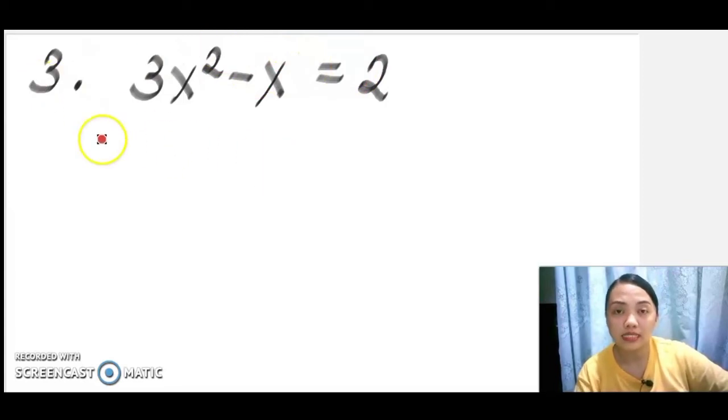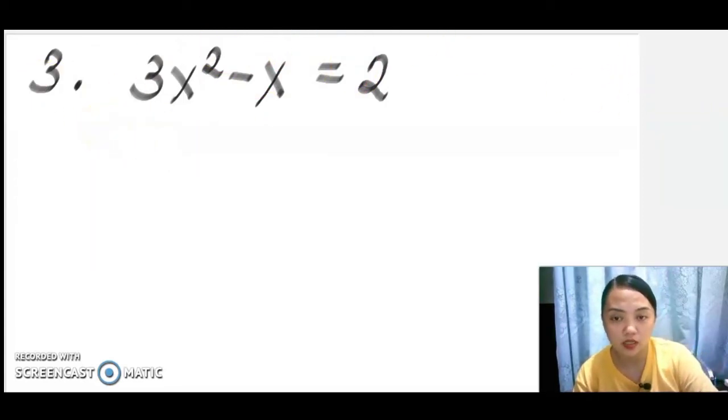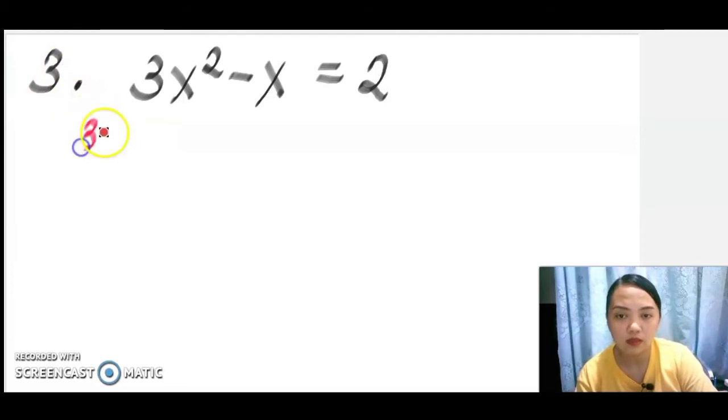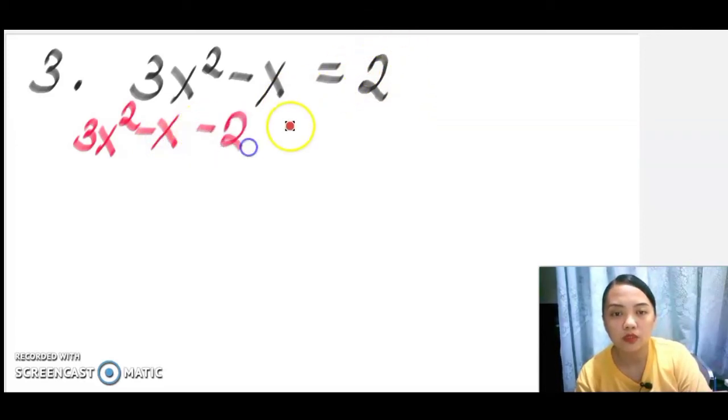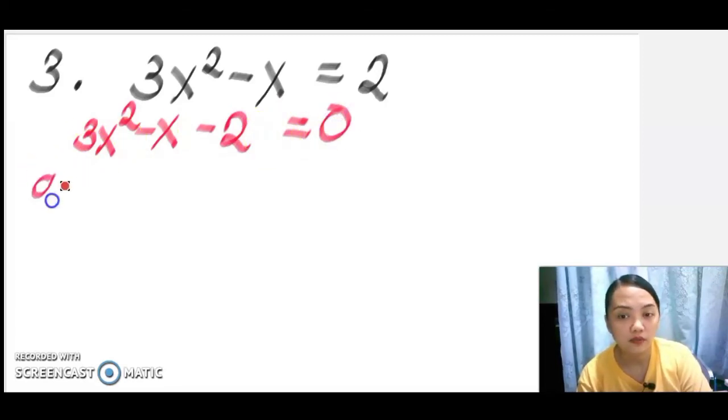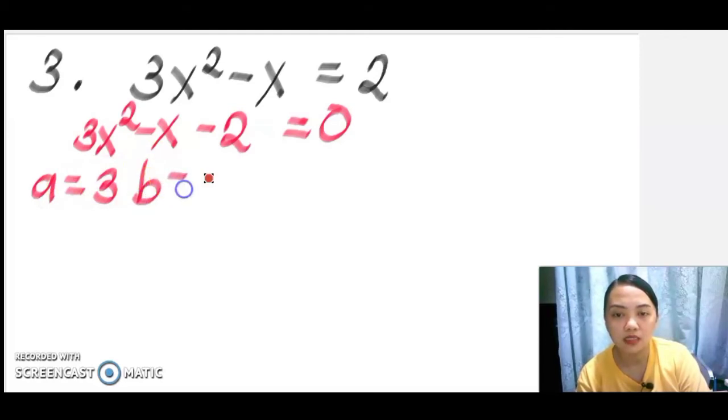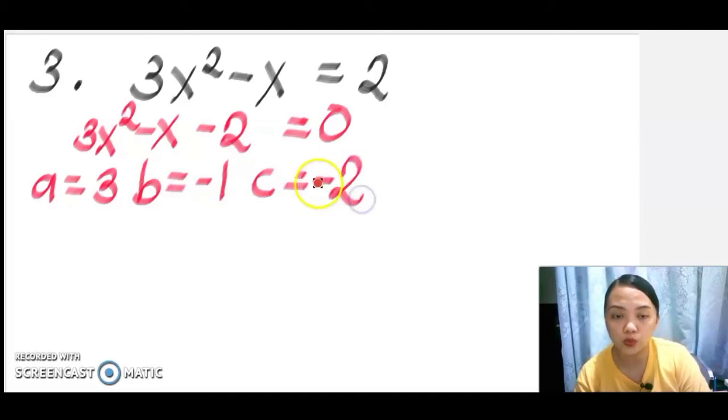Okay. Next example. Number 3. Okay. Una, naka-standard form ba siya? Hindi. So, arrange muna natin siya. So, this will become 3x squared minus x, transpose si 2, this will become negative 2 equals 0. So, naka-standard form na siya. Anong value ni A natin? 3. Si B is negative 1. At si C is negative 2.